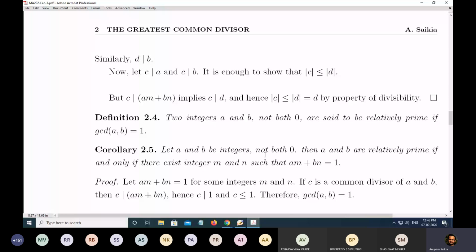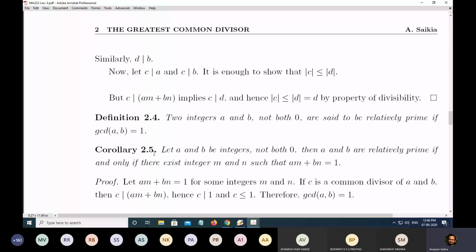Now that's a very important notion of being relatively prime. So what is relatively prime? If the GCD is 1, we say it's relatively prime. Again, these are all notions that you are familiar with from your school days. We are basically proving some of these statements, which seem intuitively true, starting with the well-ordering principle. So two integers, and we do not consider the case when both are 0, are said to be relatively prime if GCD is 1.